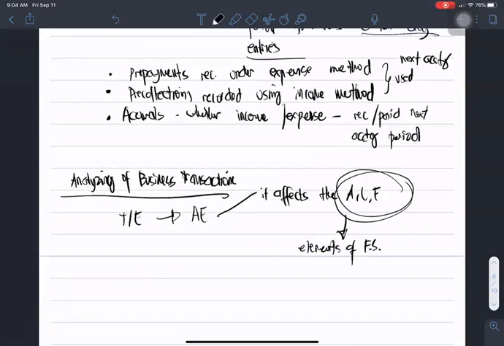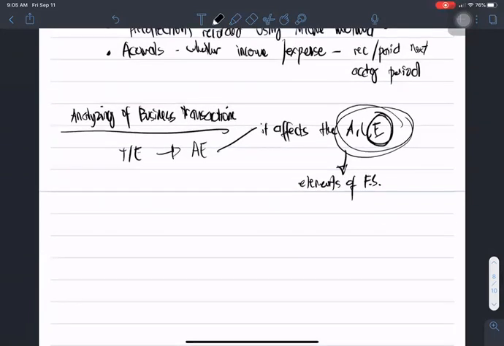Why is it called the elements of financial statement? Because these are the items you find inside the financial statement. Sir, there is no income or expense because again, income or expense is part of the equity, as we have discussed before in your relationship of the three financial statements. Okay, so these are the elements of financial statement.